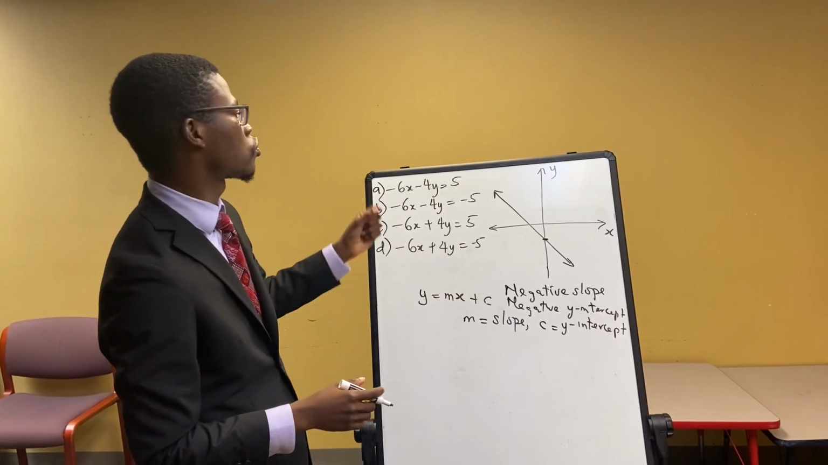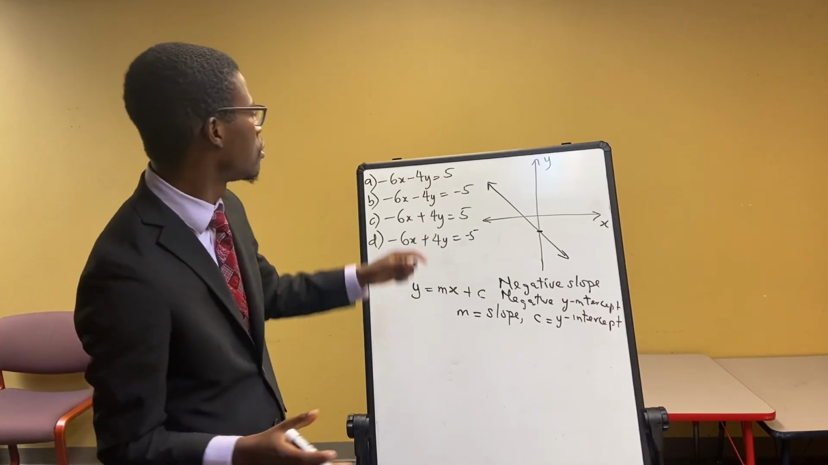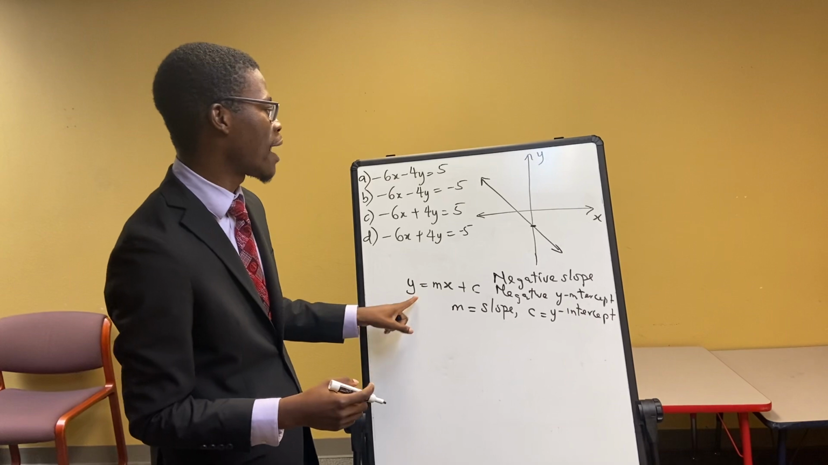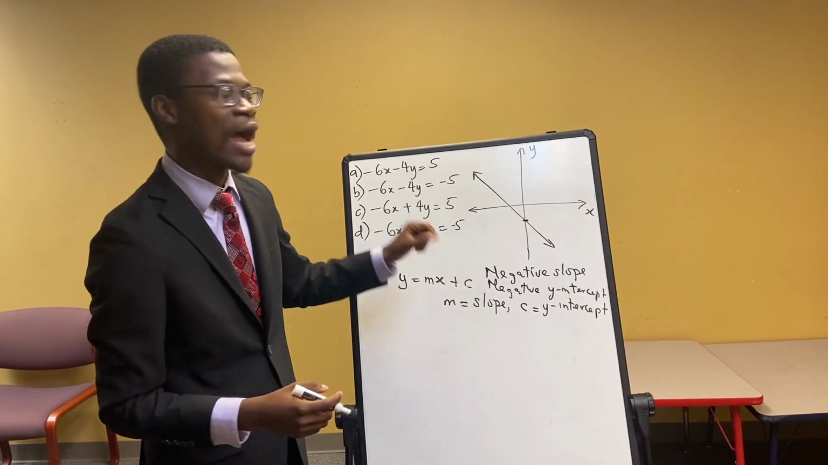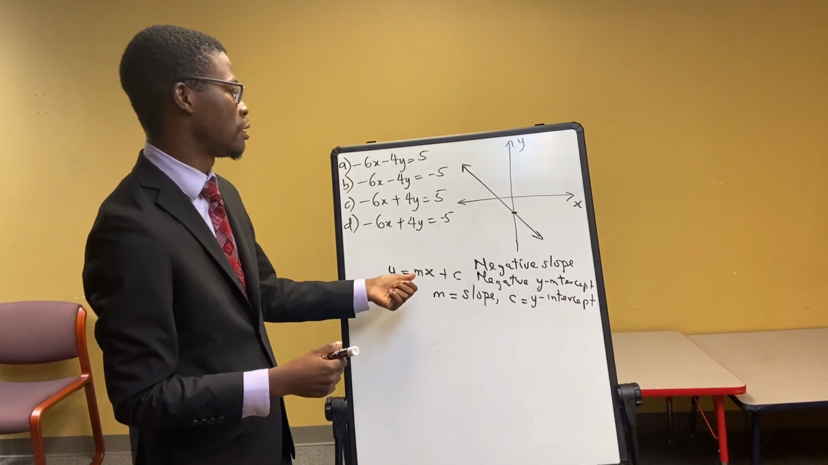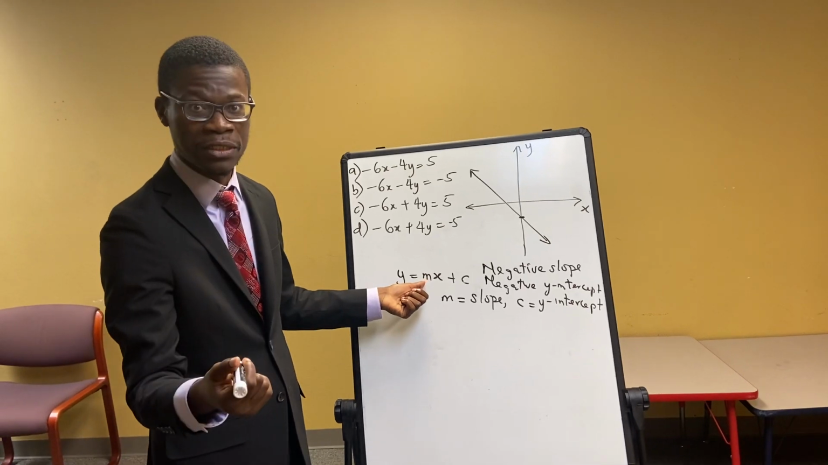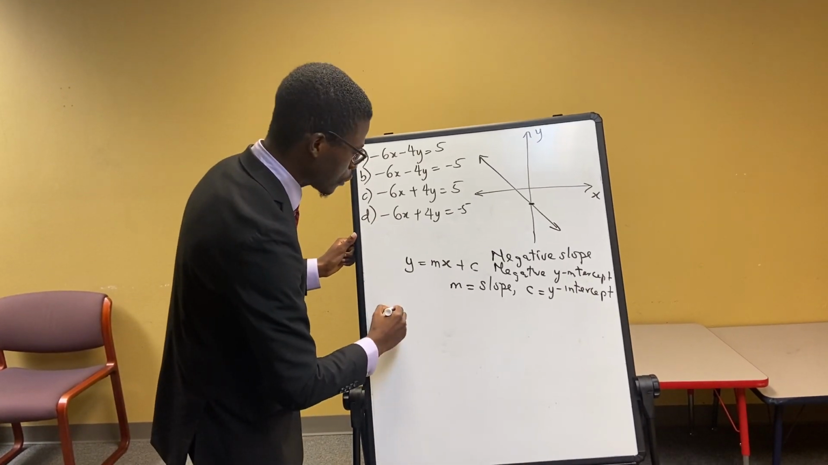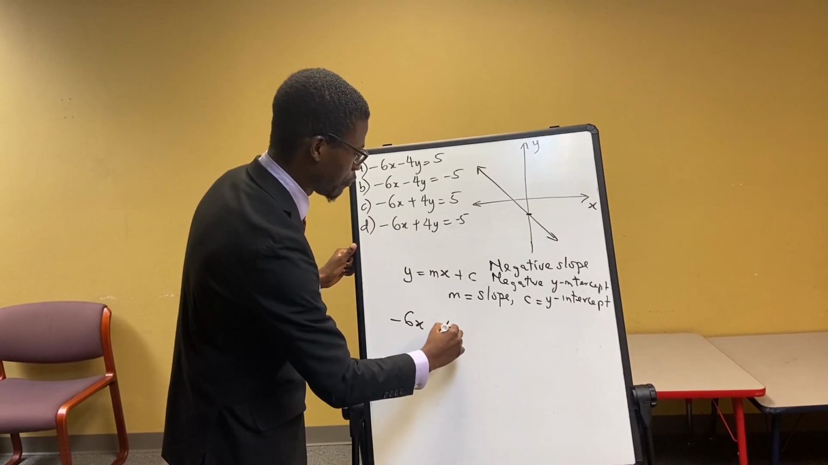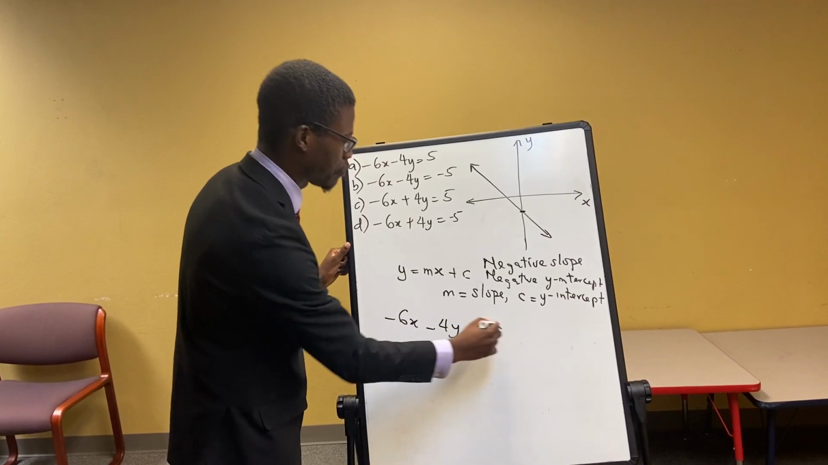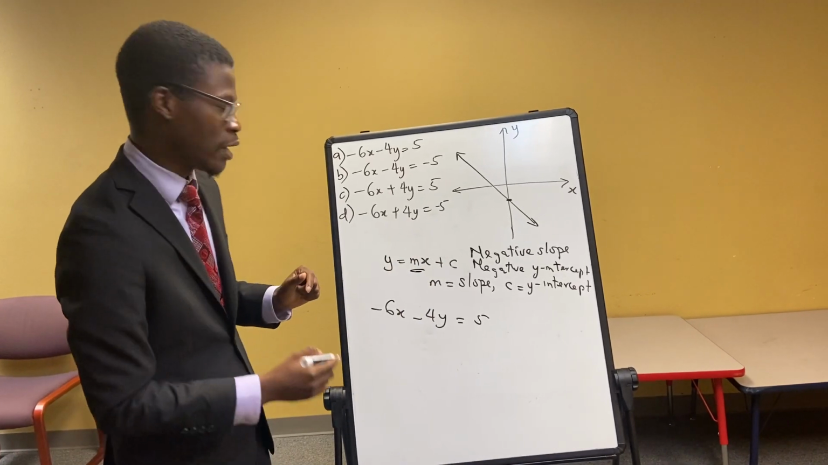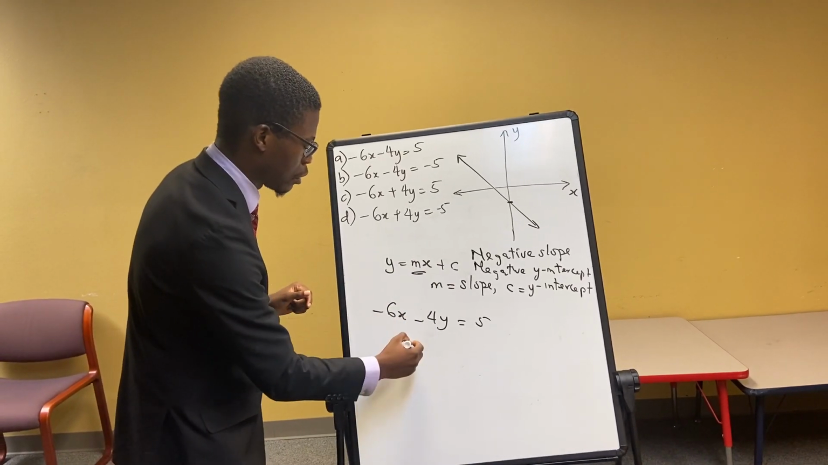Now, the next thing we'll do is, for each of these equations, we'll write them in the form y equals mx plus c, and we'll see which one has a negative m and a negative c. So let's get started. Let's start with the first one: negative 6x minus 4y equals 5. Remember, we're writing it in the form y equals mx plus c. So let's isolate y.